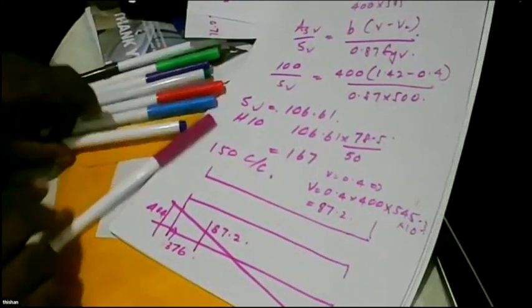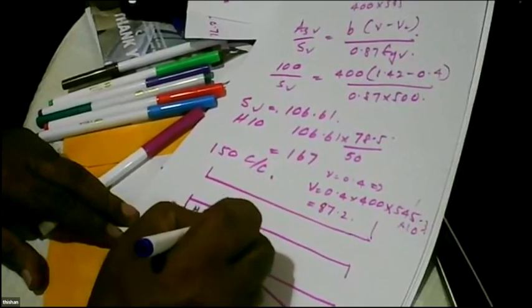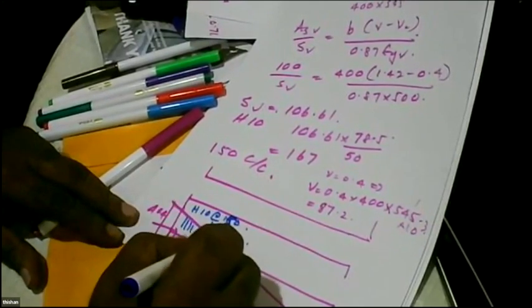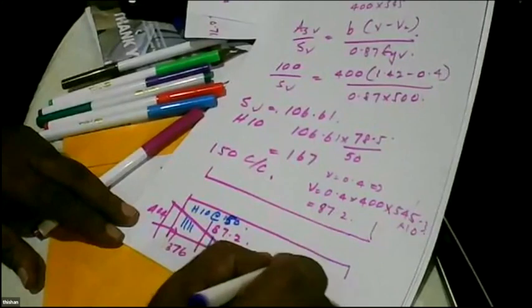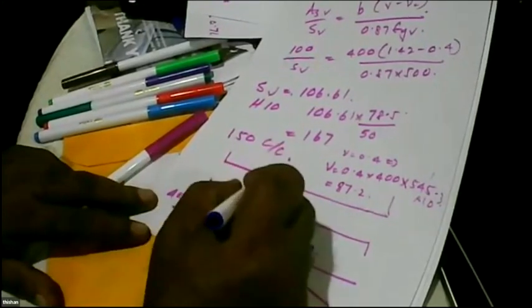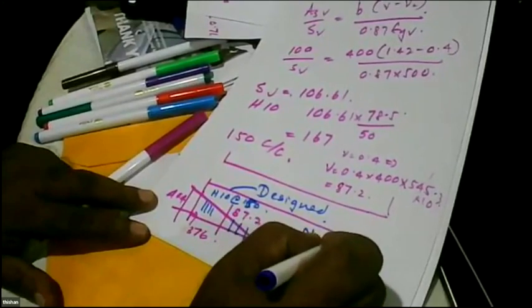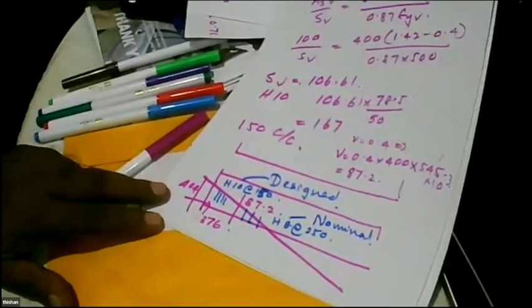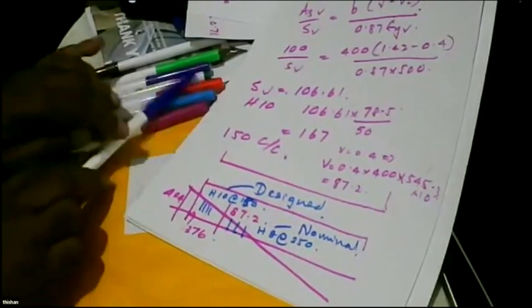So what are you going to write? Here, H10 at 150. Here, H8 at 250. So you can decide where you are going to write nominal links, where you are going to write design links. So here, design. Here, nominal. Is that clear? Yes, clear, sir. When the shear force is low, we can go for nominal links. When the shear force is high, we must design the links.